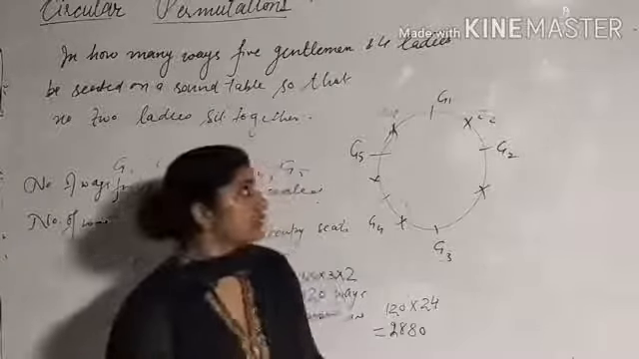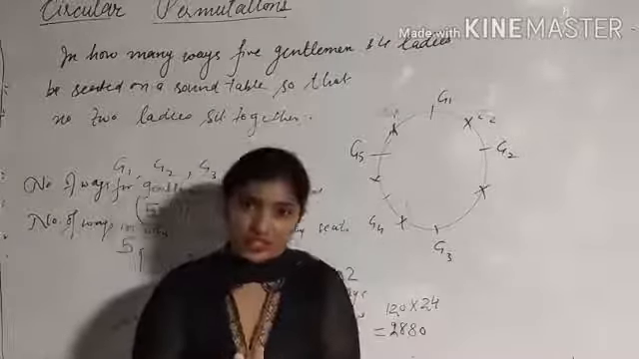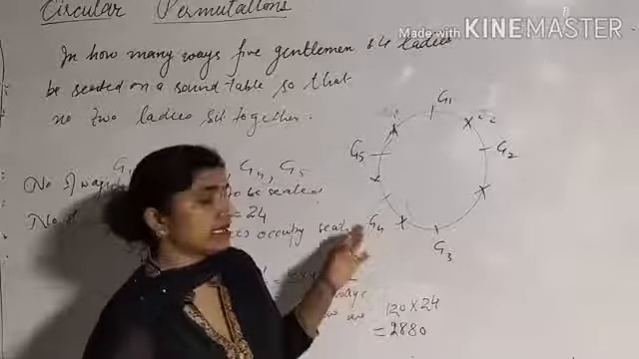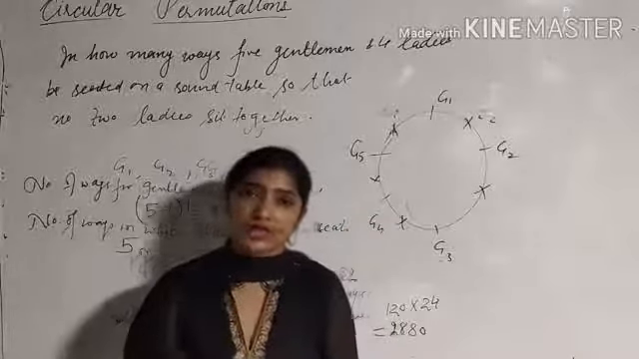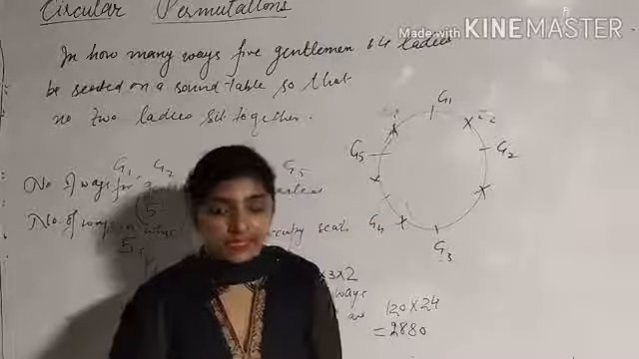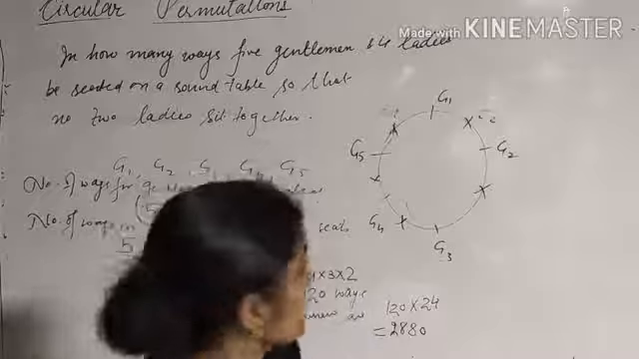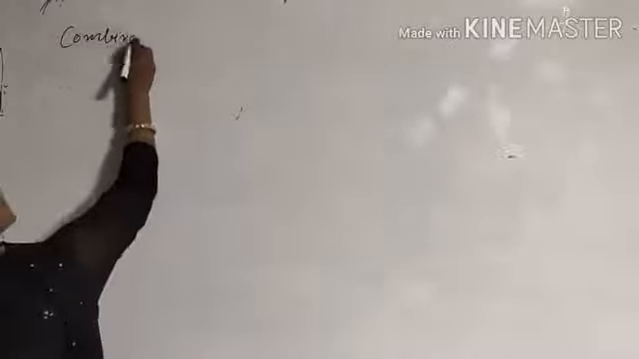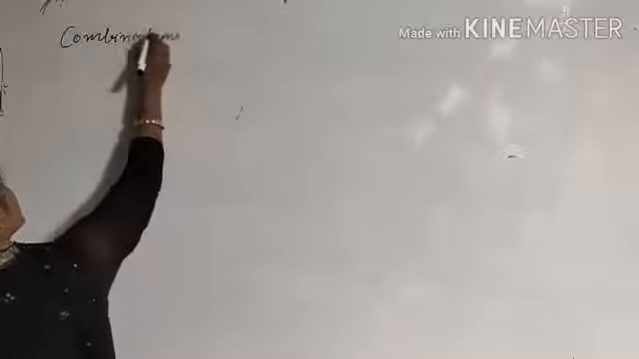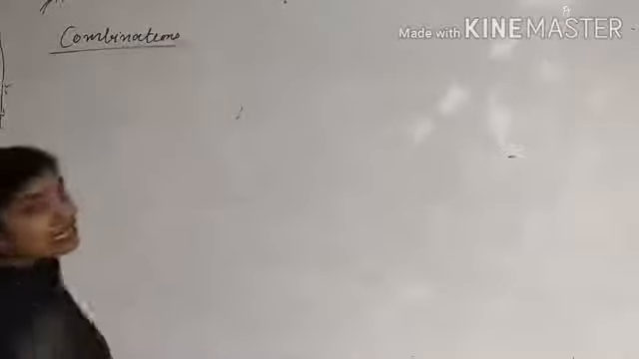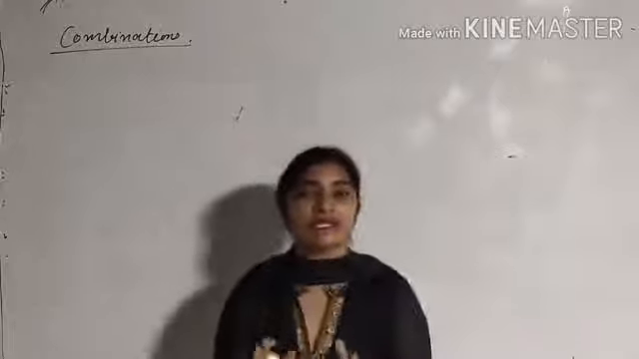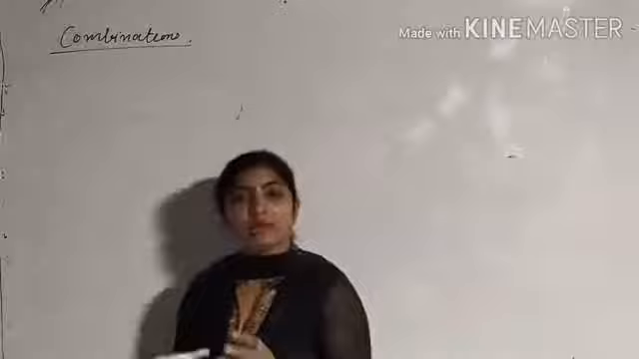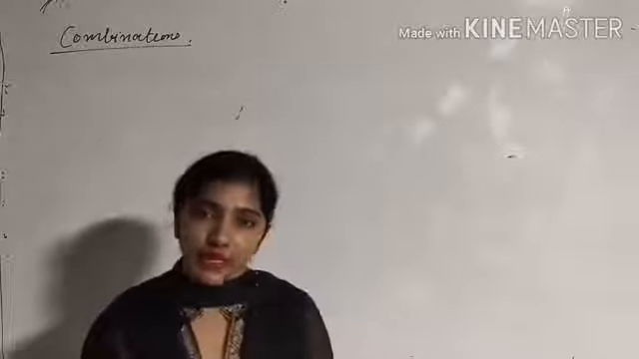So this is all about permutations and circular permutations. You can solve many more problems related to circular problems as well as permutations. Next topic is combination. As permutations means different arrangements, combination means making different groups, right?